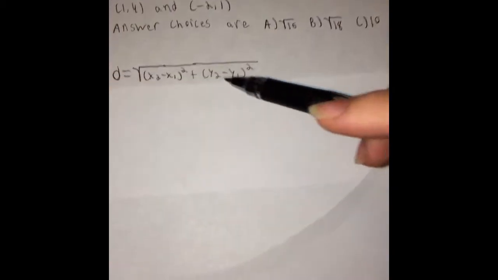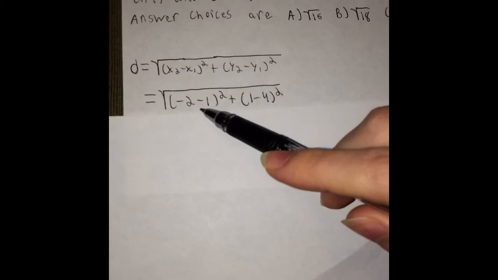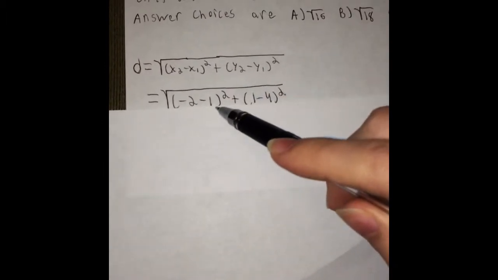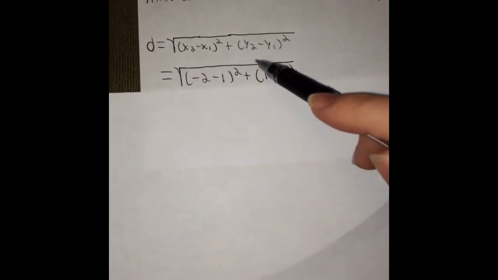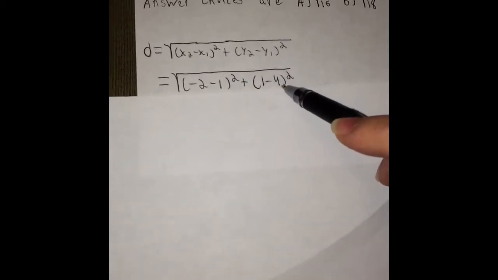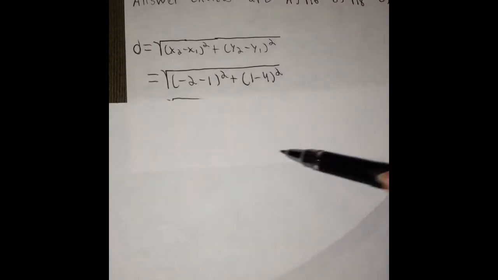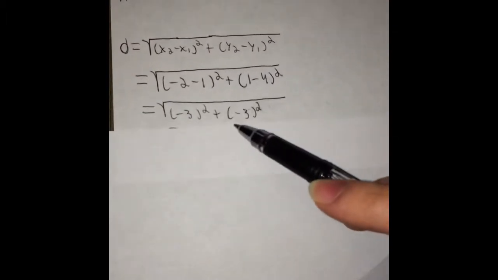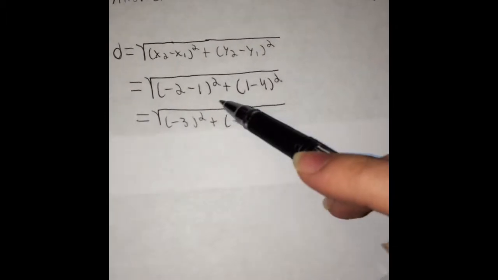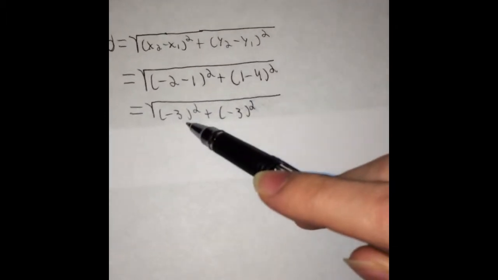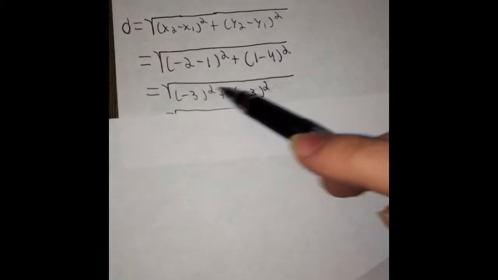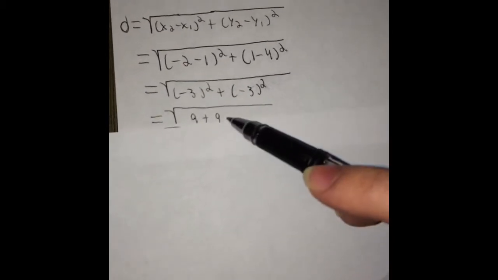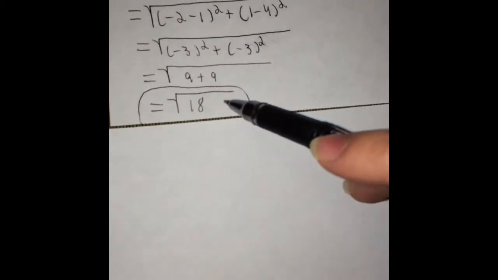So to start off, you would do the distance formula again, and you would plug in negative 2 for x sub 2, negative 1 for x sub 1, 1 for y sub 2, and 4 for y sub 1. And the signs would stay negative. And then you would solve this by doing negative 2 minus 1 for negative 3, 1 minus 4 for negative 3. Then you would square both of those, and you would get 9 for both. And you just add the two 9s, and you get square root of 18, which would be choice B.